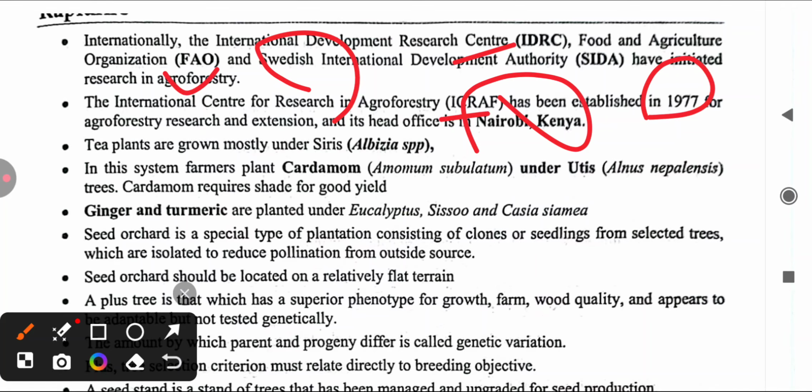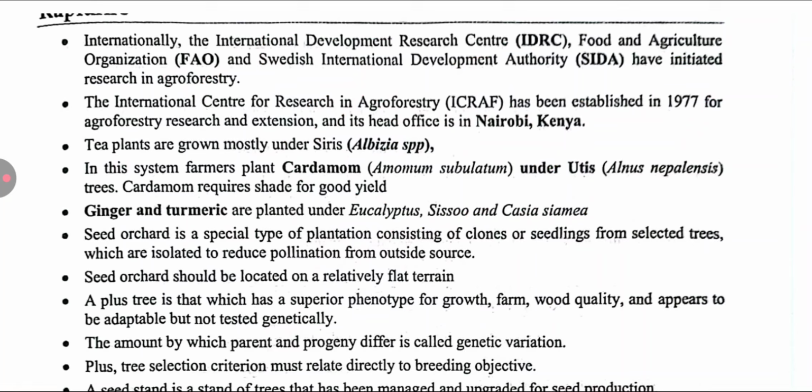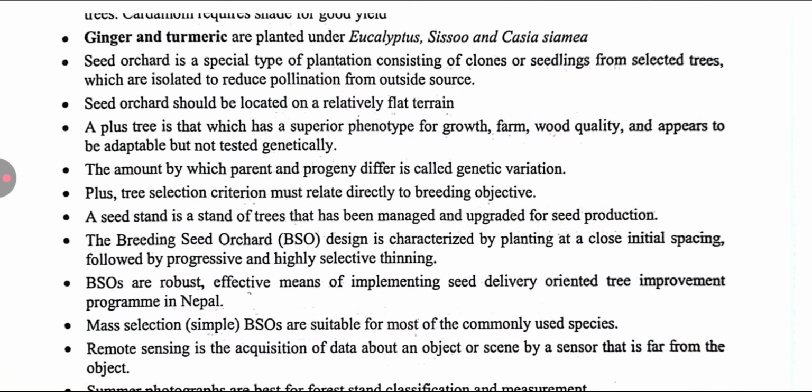Trees are grown mostly under Alnus species. In this system, farmers plant cardamom, Amomum subulatum, under Utis tree. Cardamom requires shade for good yield. Ginger and turmeric are planted under eucalyptus, sisau and cassia siamea. Ginger and turmeric.